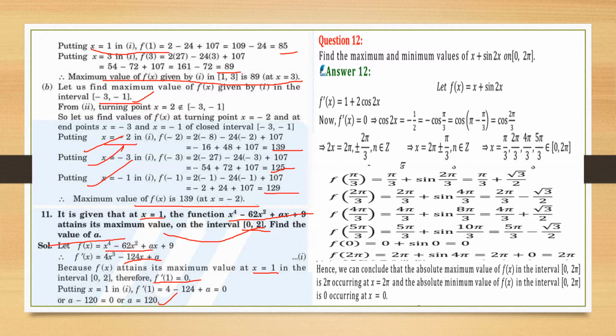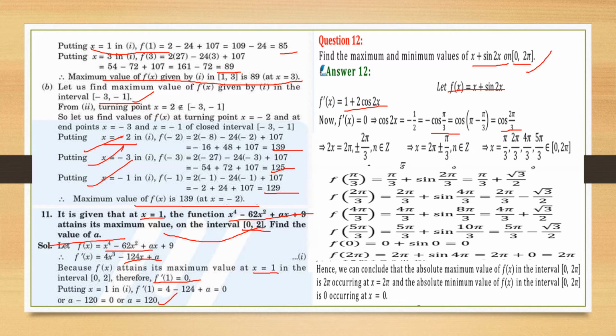Number 12 is to find the maximum and minimum value of the function x plus sine 2x in the interval 0 to pi. This is the function, here is the derivative, and for the critical point we put f dash x equal to 0 and get cos of angle equal to minus cos pi by 3. Now the nearest angle is, since cos of 180 minus theta is minus cos theta, 2 pi by 3. And we have to find all those angles which are satisfying in 0 to 2 pi.